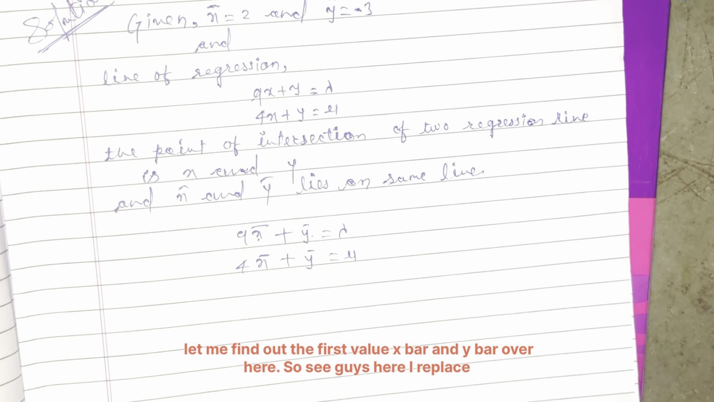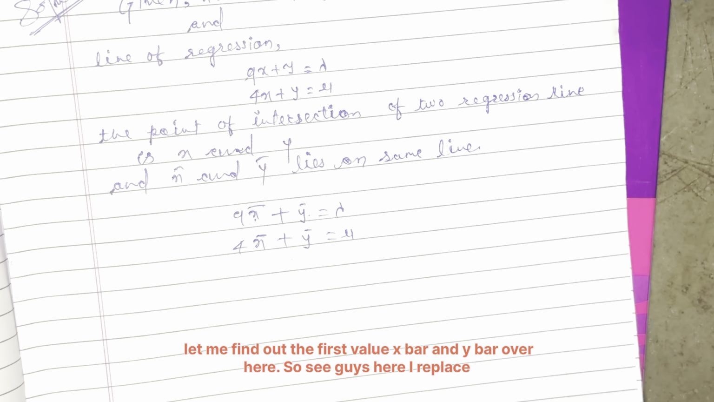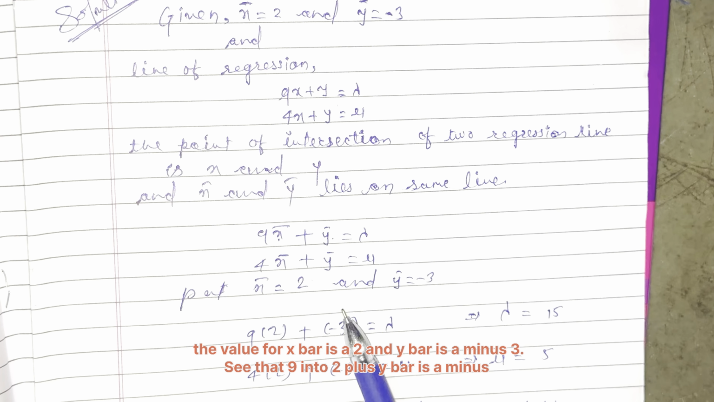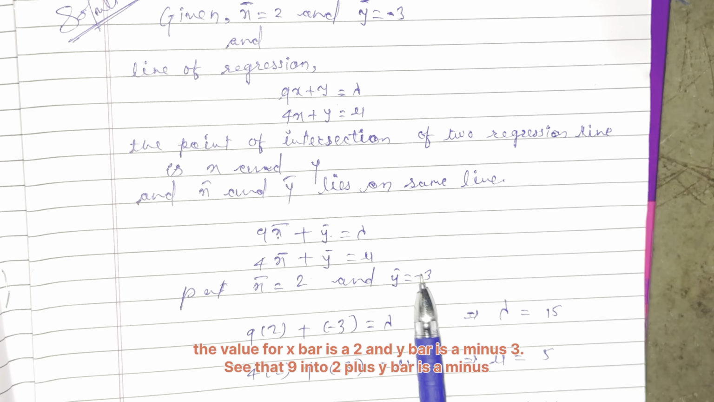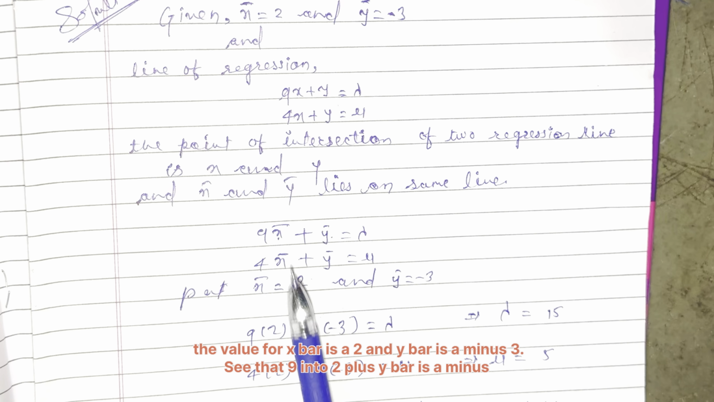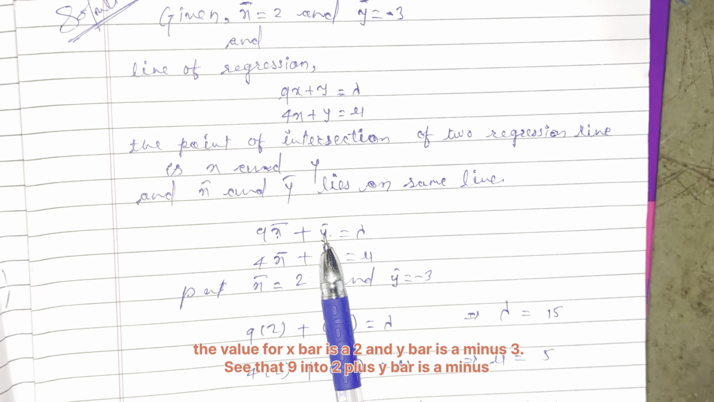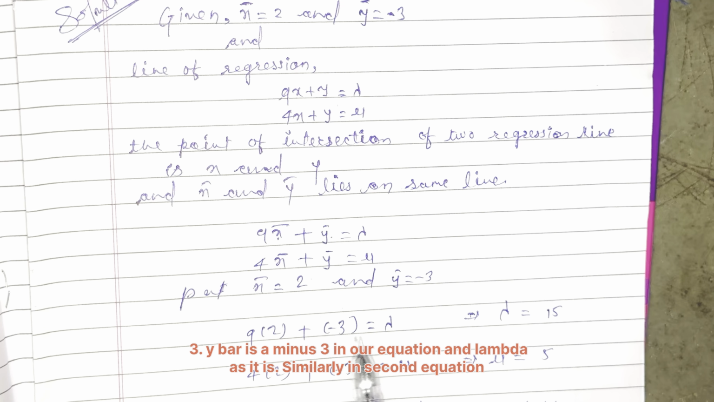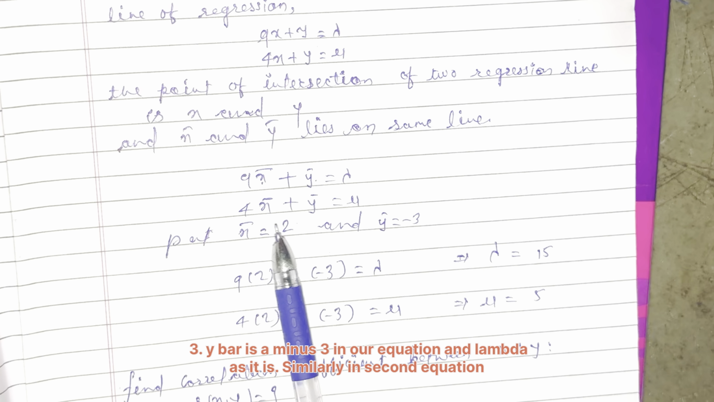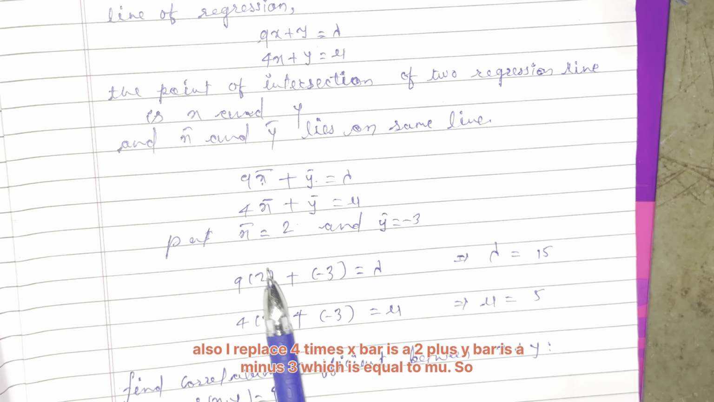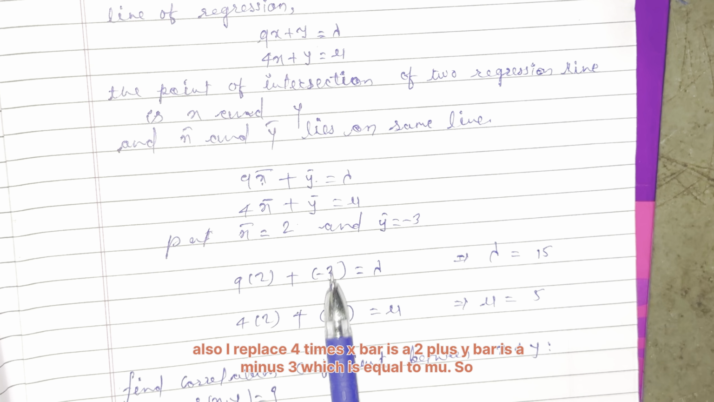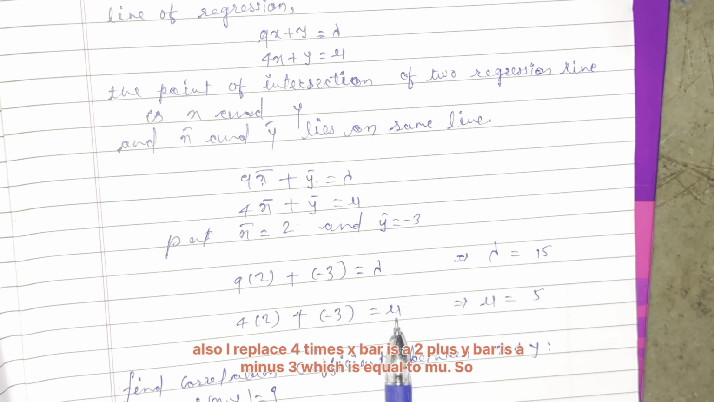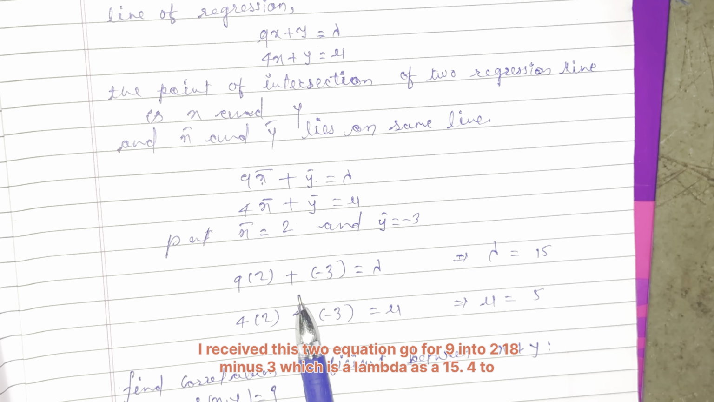Let me find out the first value, x bar and y bar. Here I replace the value for x bar as 2 and y bar as minus 3. So 9 into 2 plus y bar, which is minus 3, in our equation, and lambda as it is. Similarly, in the second equation also I replace 4 times x bar as 2 plus y bar as minus 3, which is equal to mu. So I received these two equations.